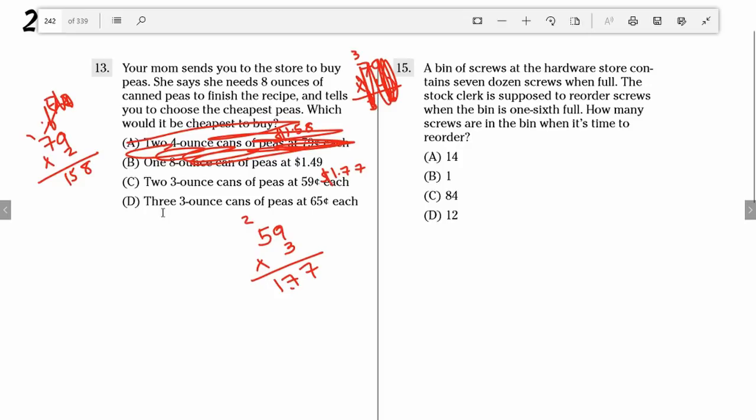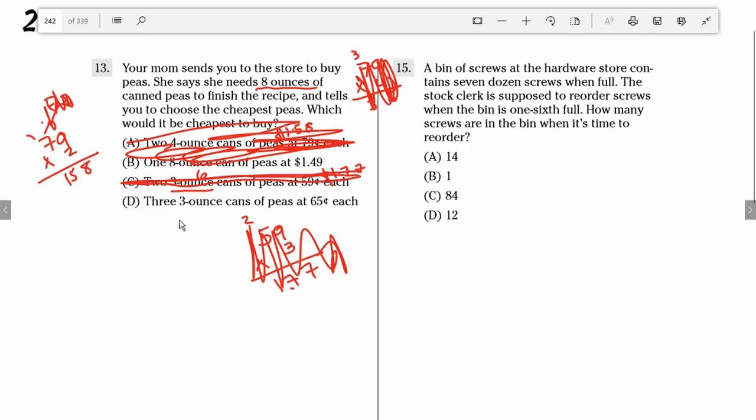Oops, that's a mistake again. It's always the simple problems I make mistakes on. 2 3-ounce cans of peas at 59 cents. Again, the recipe needs 8 ounces. 2 3-ounce cans is only going to be 6 ounces, so we know that's not the right choice.